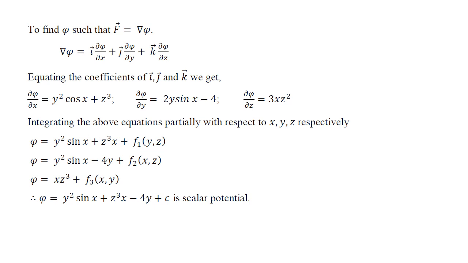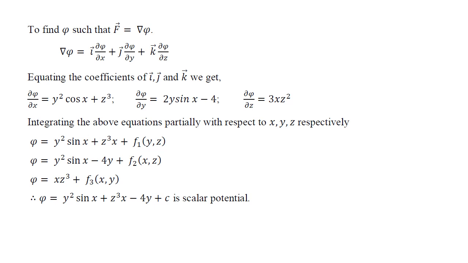So to find phi such that f vector is equal to del phi. So we know that the formula for del phi, that is the gradient phi, is equal to i vector dou phi by dou x plus j vector dou phi by dou y plus k vector dou phi by dou z. So by equating the coefficients of i vector, j vector and k vector, we will be getting dou phi by dou x as y square cos x plus z cube, dou phi by dou y as 2y sin x minus 4 and dou phi by dou z as 3x z square.